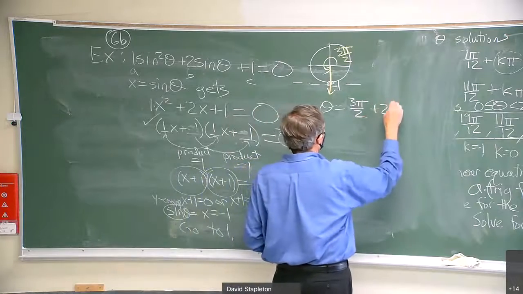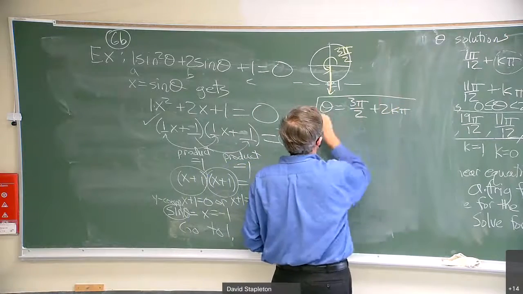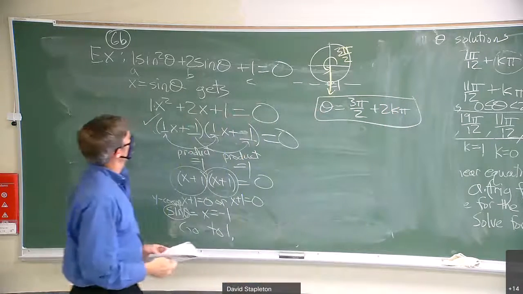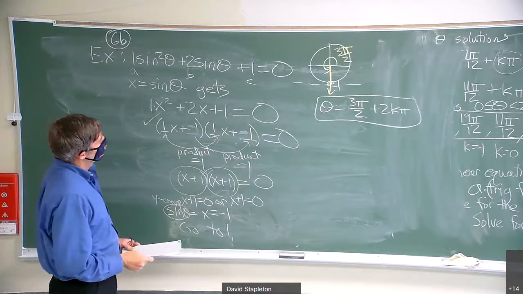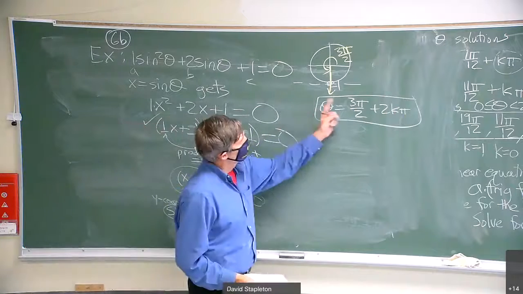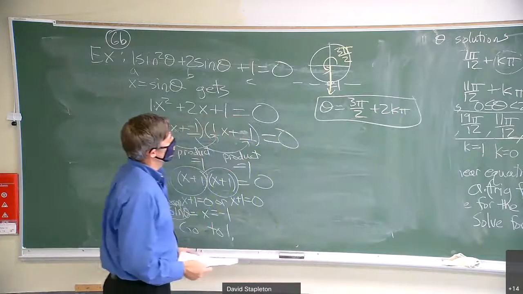We need to add all terminal rays, 2k pi. Those are all the solutions for this quadratic equation. Only one in this case within one rotation, but an infinite number overall.